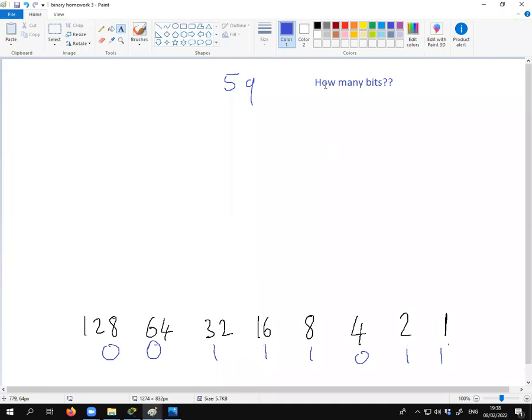Have a look. When you say 59, do we say 0059? No. Why not? Because we don't have any thousands and we don't have any hundreds, so we just don't put them in. It's the same here. You can eliminate your leading zeros, because we don't have a 128 in the number 59, and we don't have a 64 in the 59. But you have to leave this 0 here.